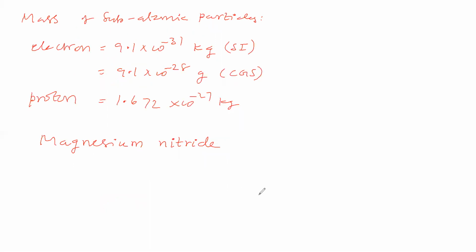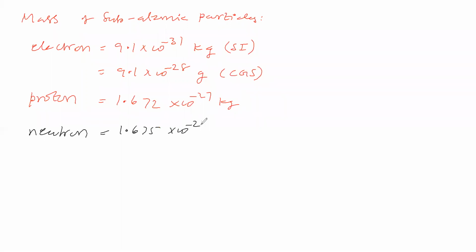So now we will go for the mass of subatomic particles. The mass of electron is so and so. The mass of proton is this much. Then the mass of neutron. The mass of neutron is 1.675 into 10 to the power of minus 27 kilogram.